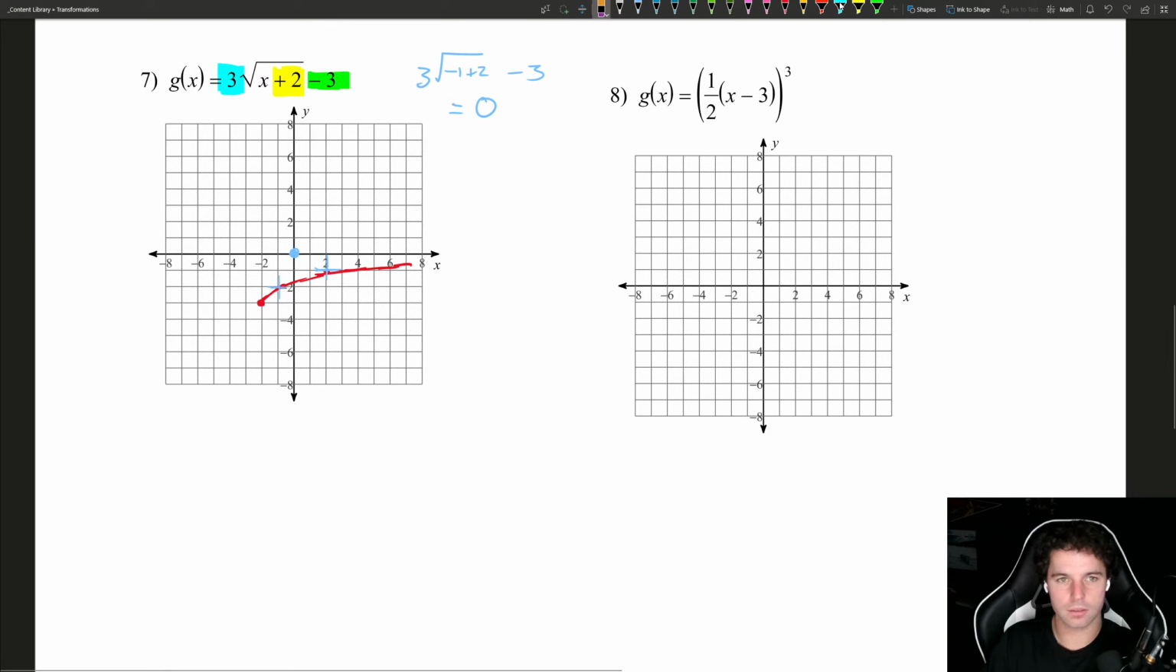That's not where that goes. Let's plug in 2. Right, so 3 times square root of 2 plus 2 minus 3. So 3 times 2, that's 6. 6 minus 3 is 3. Okay, so it would be right here. All right, so our graph, it's going to look a lot steeper. It's going to kind of go like this.